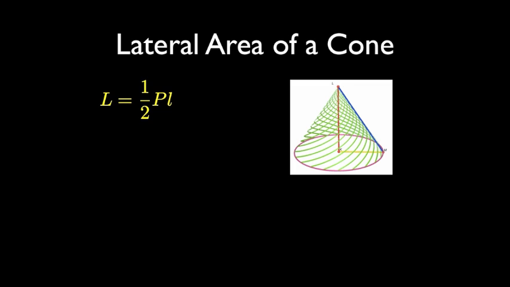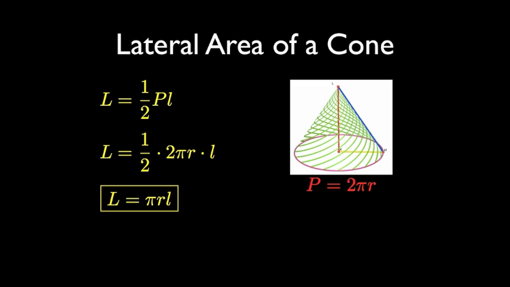And so lateral area of a cone is related to lateral area of a pyramid. Lateral area of a pyramid is 1/2 times perimeter times slant height. Now if you think about the perimeter of the base of a cone, the perimeter is that circle, and so the circumference is the perimeter of the base. So circumference, 2 pi r, is the distance around that circle. We'll replace perimeter of the base with circumference, which simplifies to just pi times r times L. So pi times radius times slant height is the lateral area of a cone.